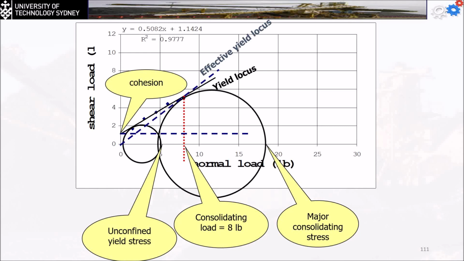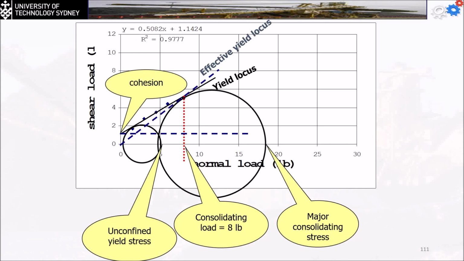I got the yield locus. I got the effective yield locus from this line, which starts from the 0 point and passes by the maximum consolidating load. And I got the cohesion with this contact, and I sketched the two circles to get the major consolidating stress and the unconfined yield stress.